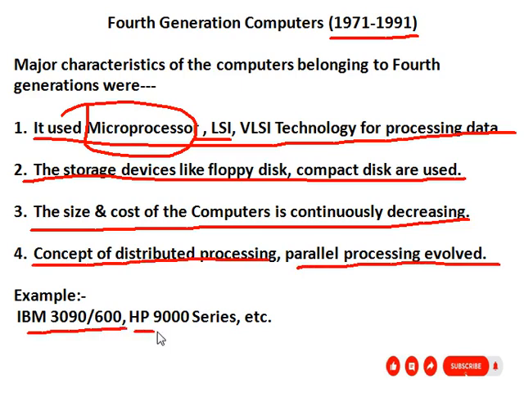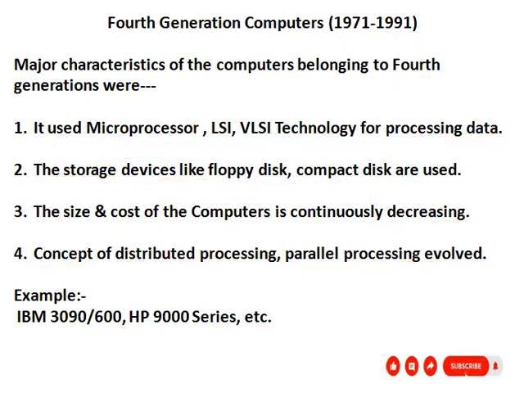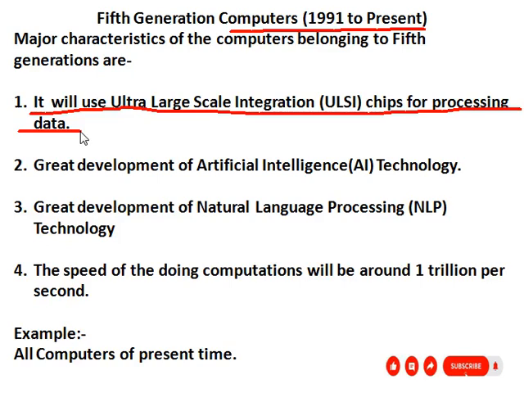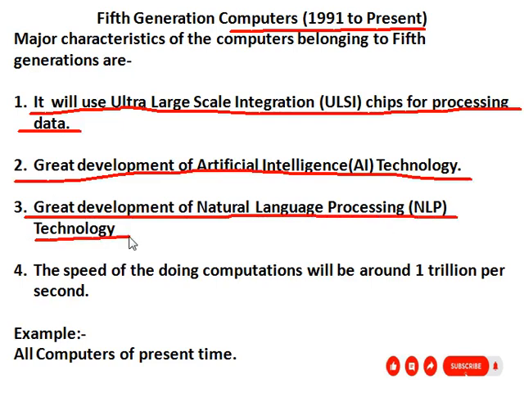Our next generation is fifth generation, 1991 to present. The main characteristics of present computers are: number one, they use ultra large scale integration chips for processing data. Next, great development of artificial intelligence, that is AI technology. Number three, great development of natural language processing technology, that is NLP technology. Number four, the speed of computation is around 1 trillion per second. Examples: all computers of present time.